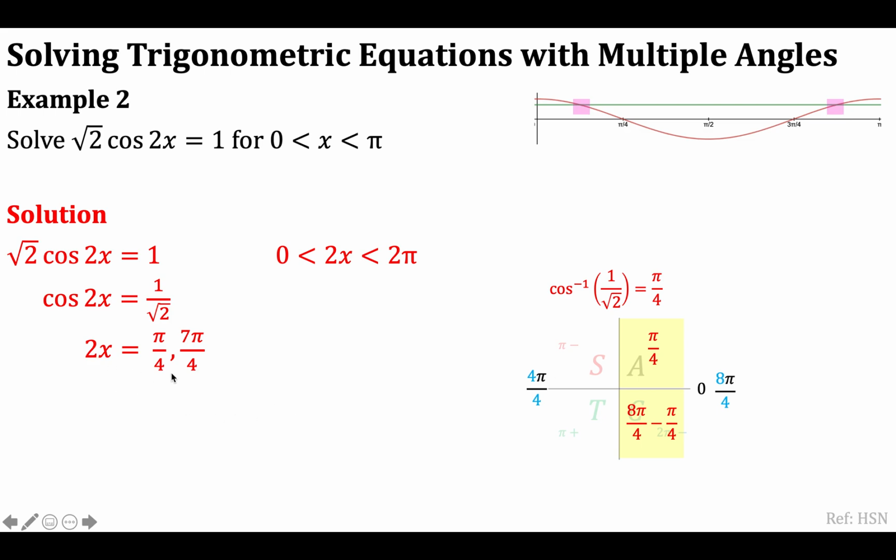So I'm now going to divide throughout by 2, and that gets me pi over 8 and 7 pi over 8. And you can see from the graph it was 2 answers we were looking for, pi over 8, which is here, and 7 pi over 8, which is here as well. So those are my 2 final answers. So again folks, copy this example down in your jotters before the screen goes blank.